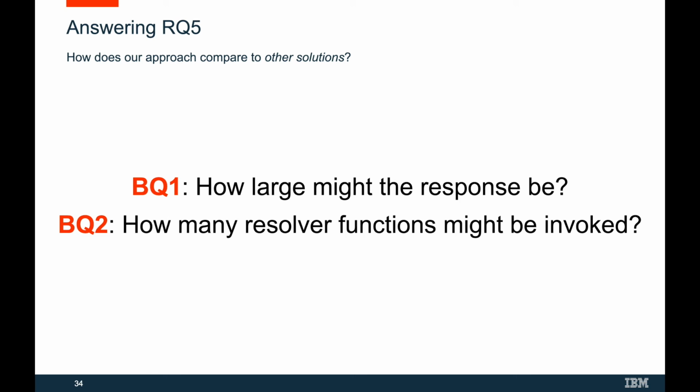1, how large might the response be? And 2, how many resolver functions might be invoked? The first question is of interest to client and service providers, who both pay the cost of handling the response. We measure this in the number of distinct objects in the response. The second question is of interest to service providers, who pay this cost when generating the response.